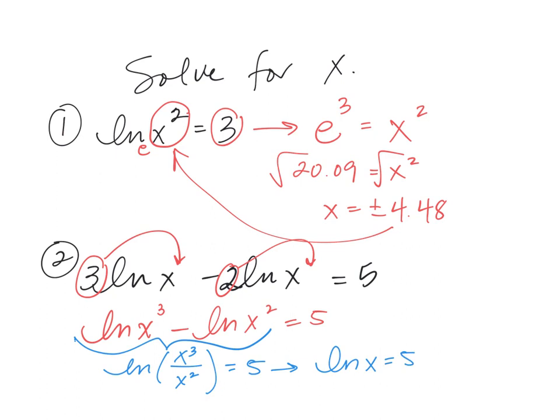So now if we want to solve for x, because that's what we're being asked to do, we can rewrite it in exponent form. So that would be e to the 5, because this is base e, is equal to x. So utilizing my calculator, I can take e to the power of 5, and I would get x is equal to 148.41.